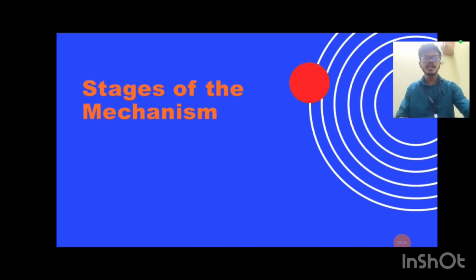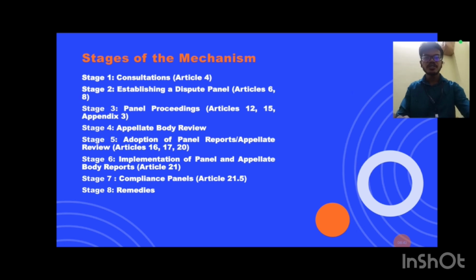Moving on to the next, the stages of the mechanism. The first stage is consultation, which is provided under Article 4. The DSU permits a WTO member to consult with another member regarding measures affecting the operation of any covered agreement taken within the territory of the latter. If a WTO member requests consultation with another member under a WTO agreement, the latter member must enter into consultation with the former within 30 days.